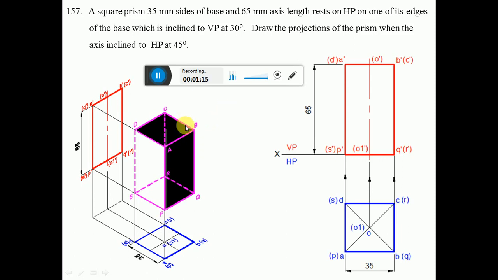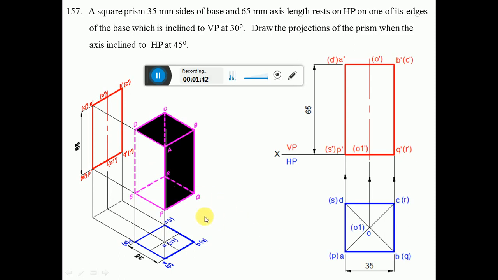When you look from the top view, ABCD is the surface which is near to the observer. So ABCD is visible, and PQRS is the surface which is invisible. So PQRS becomes invisible. The axis has centers O and O1. O is near to the observer, so it is visible. O1 is away from the observer, so it becomes invisible.